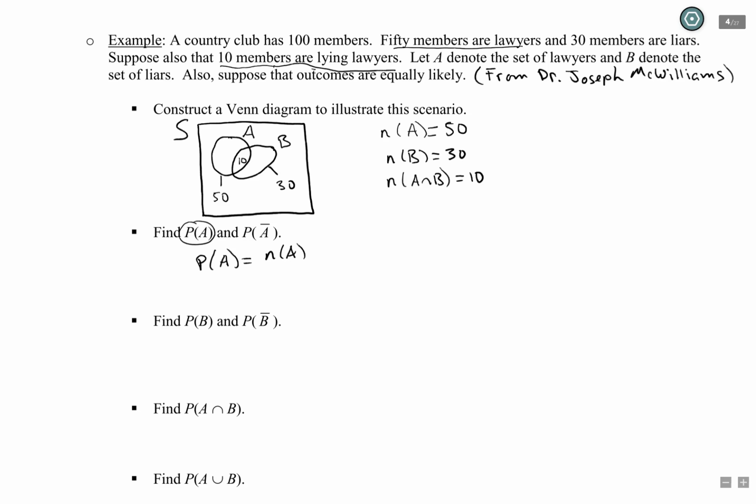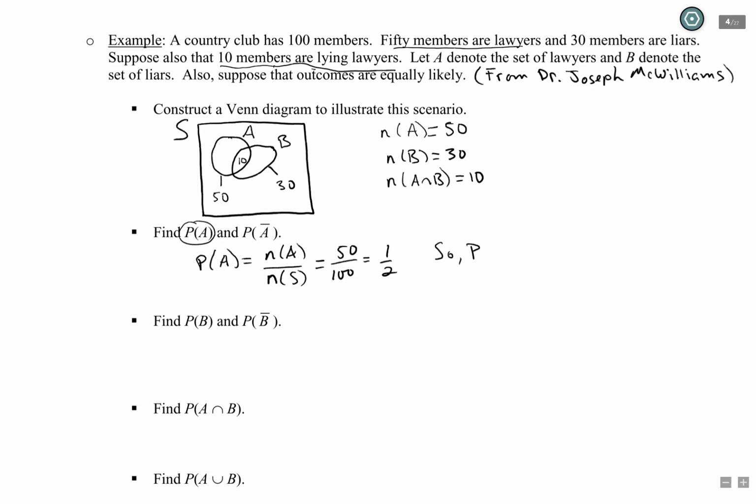Well, it would be N of A divided by the number in the sample space. And here I'm playing off of the assumption that our outcomes are equally likely. So N of A, there's 50, over N of S. How many outcomes are in the sample space? Well, there's 100 country club members here, so P of A is 1/2.